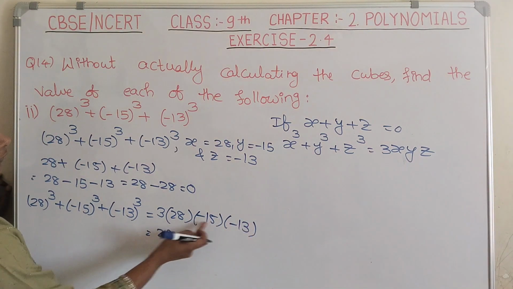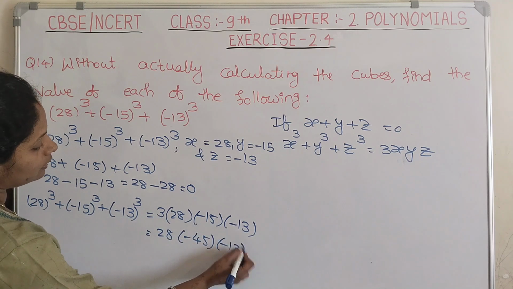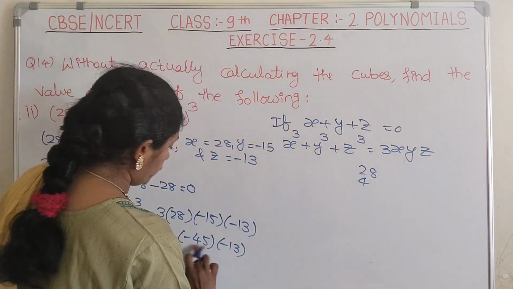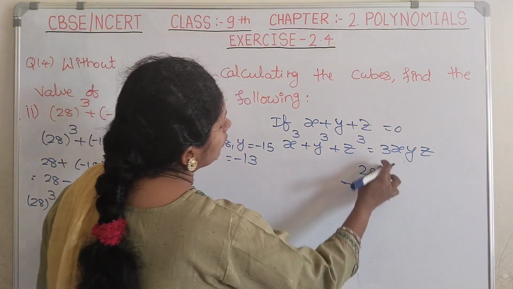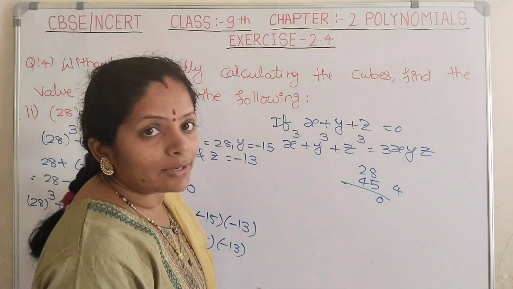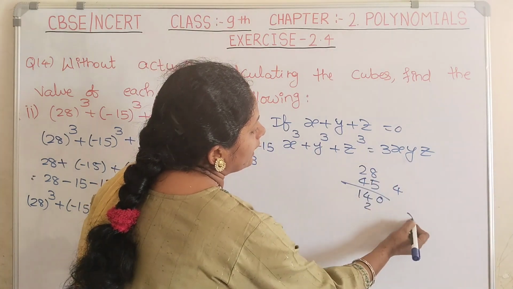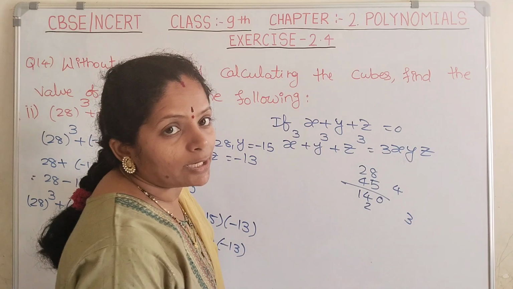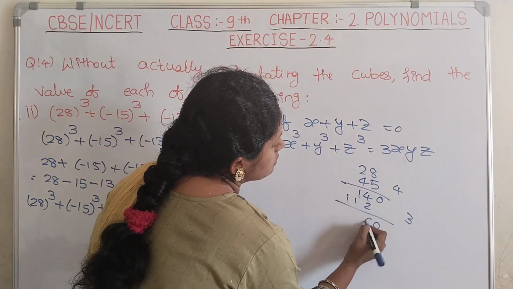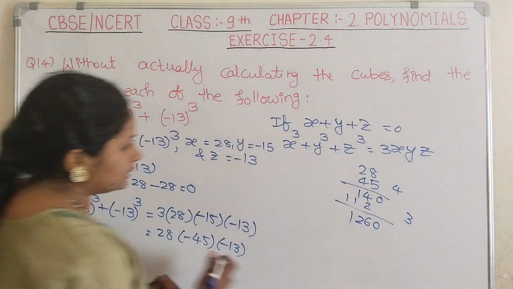3 times 15 is 45. 28 into 45. 5 eights are 40, 0 carry 4. 5 twos are 10, 10 plus 4 is 14. 4 eights are 32, 2 carry 3. 4 twos are 8, 8 plus 3 is 11. 0. 4 plus 2, 6. 1260. Again we have to multiply this with 13.